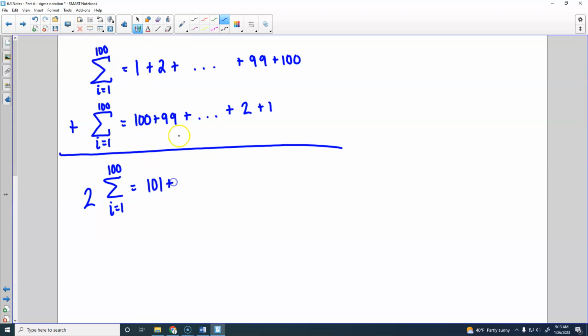All right. So what is 100 plus 1? 101. What is 99 plus 2? 101. Dot, dot, dot. What's 99 plus 2 here? 101. 100 plus 1, 101. You just keep getting 101 over and over and over again if you do that, right?